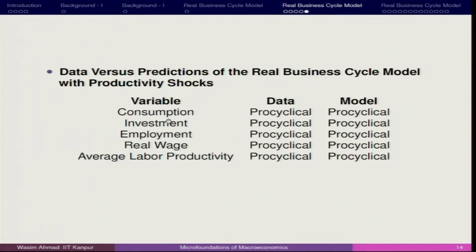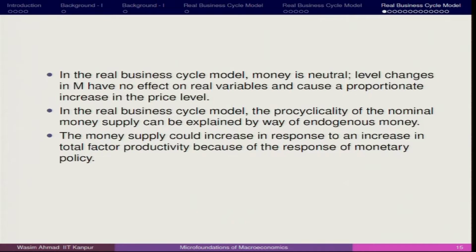We were talking about how the productivity shock creates a favorable situation, and when we think about consumption and investment, employment, real wage and average labor productivity become pro-cyclical. Now, when we thought about money supply increasing, we saw price decreasing. That became quite odd to understand, so we will now focus on that part.